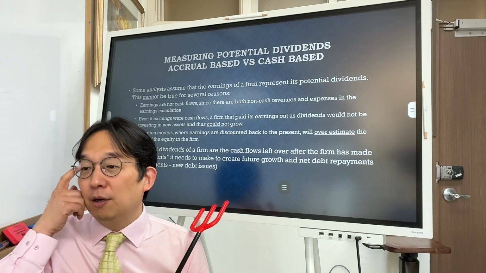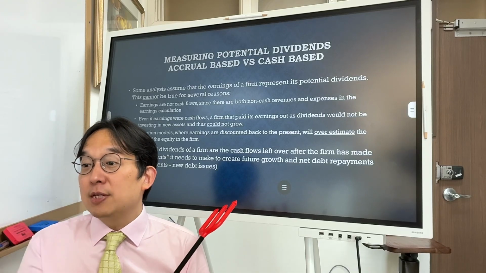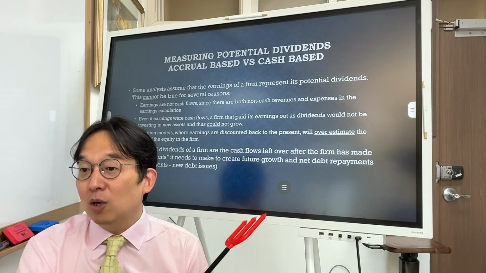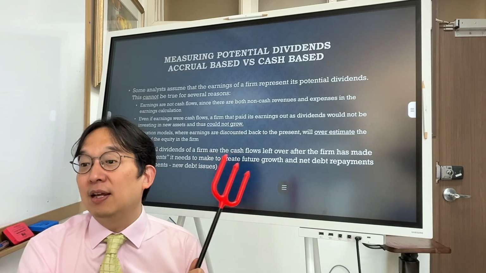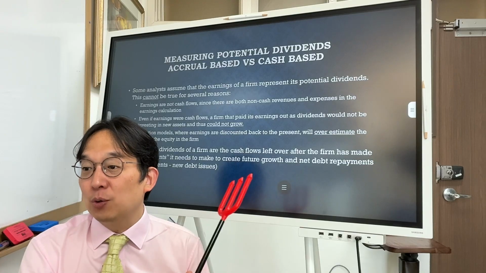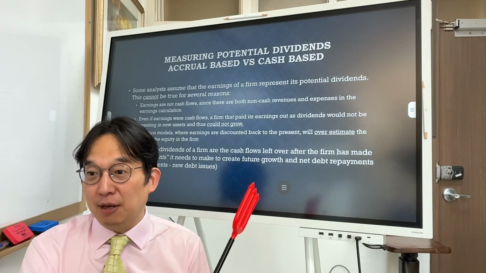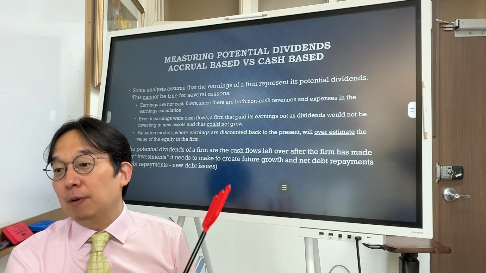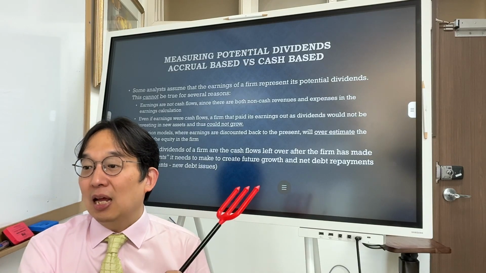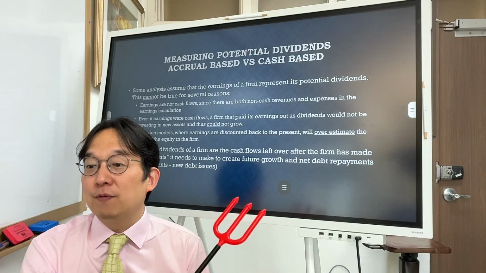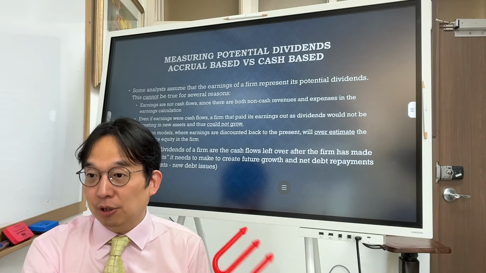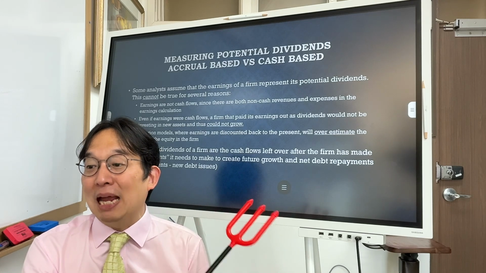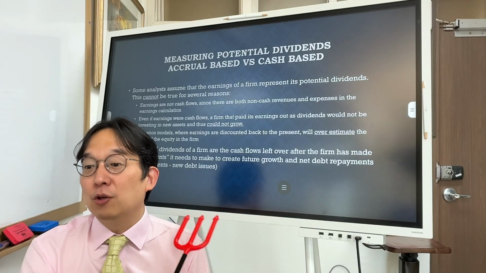Some analysts assume that the earnings of a firm represent its potential dividends. This cannot be true for several reasons. Number one, earnings are not cash flows since there are both non-cash revenues and expenses in the earnings calculation. Number two, even if earnings were cash flows, a company that paid its earnings out as dividends would not be investing in new assets and thus could not grow. Number three, valuation models where earnings are discounted back to the present will overestimate the value of the equity in the firm.